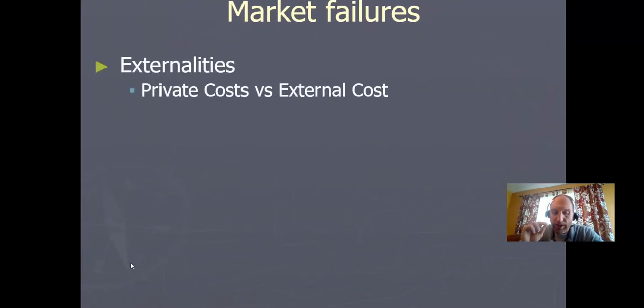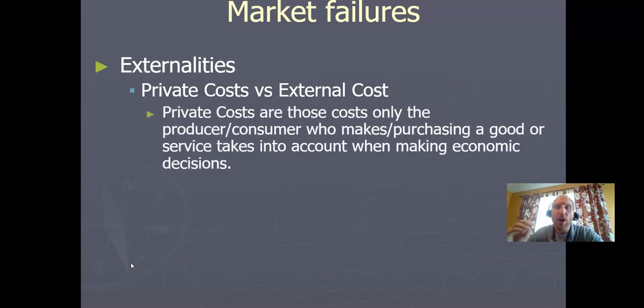A more traditional economic way to explain externalities is the idea of private costs versus external costs. A private cost is a cost that only the individual firm or household, in other words, only the individual producer or consumer who is producing or consuming a product, has to take into account. So when I am using my electricity, the only cost I am thinking about is the bill that I have to pay every month for it.